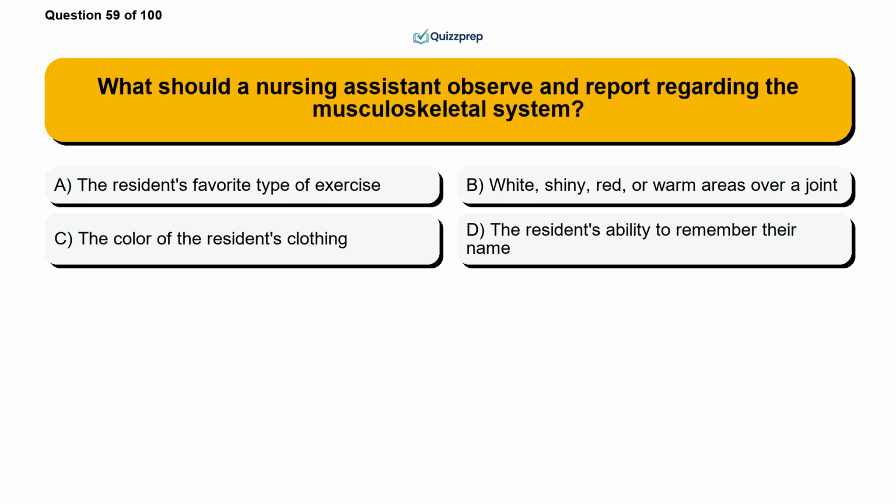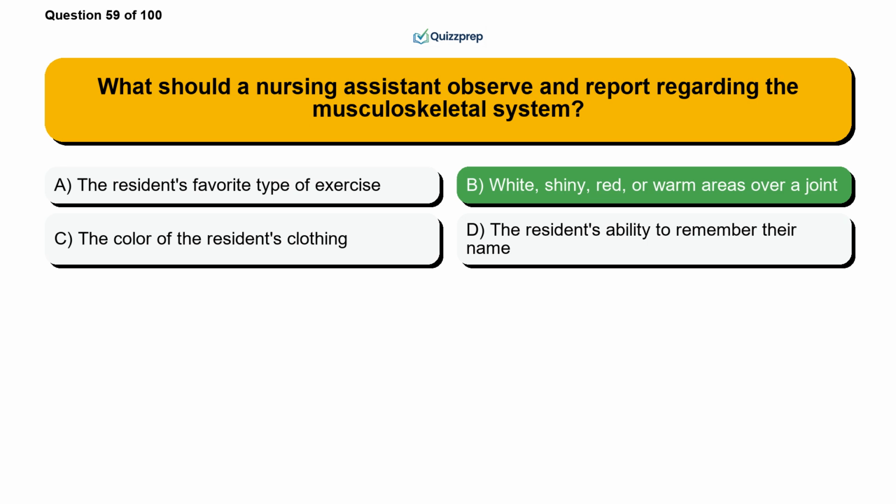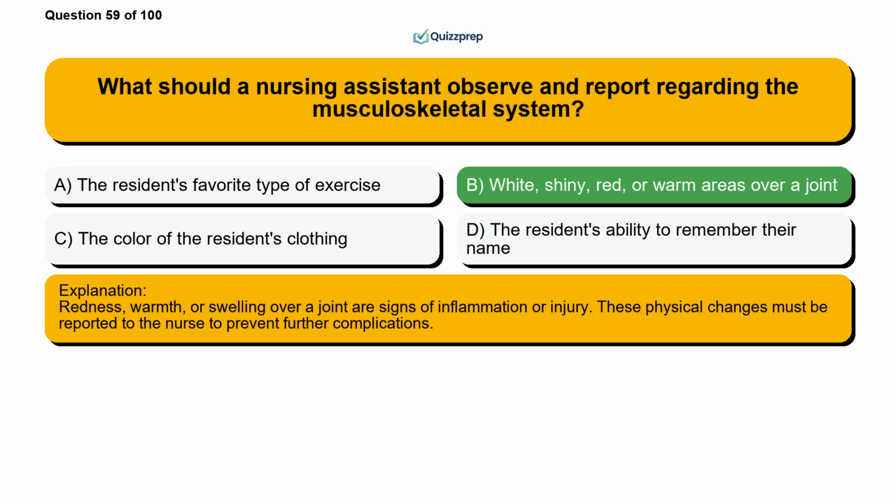Question 59. What should a nursing assistant observe and report regarding the musculoskeletal system? Option A, the resident's favorite type of exercise. Option B, white, shiny, red, or warm areas over a joint. Option C, the color of the resident's clothing. Option D, the resident's ability to remember their name. The correct answer is option B, white, shiny, red, or warm areas over a joint. Redness, warmth, or swelling over a joint are signs of inflammation or injury. These physical changes must be reported to the nurse to prevent further complications.